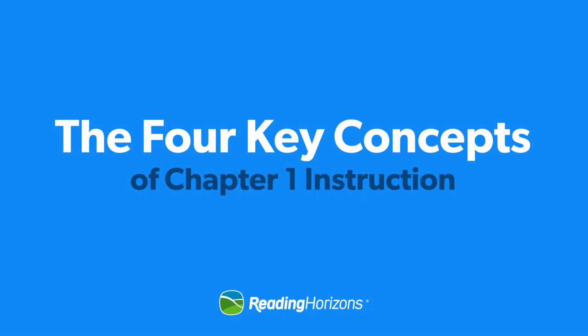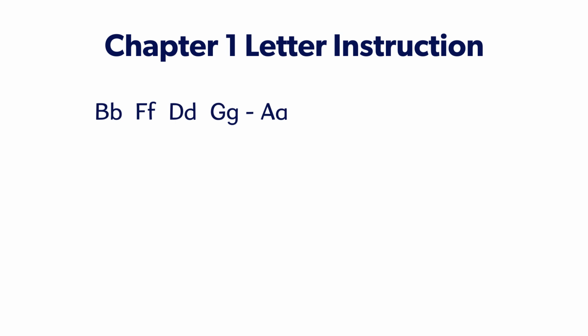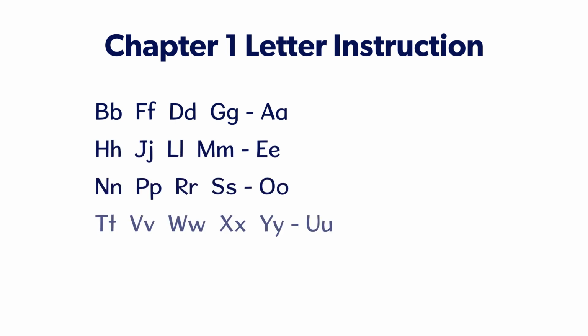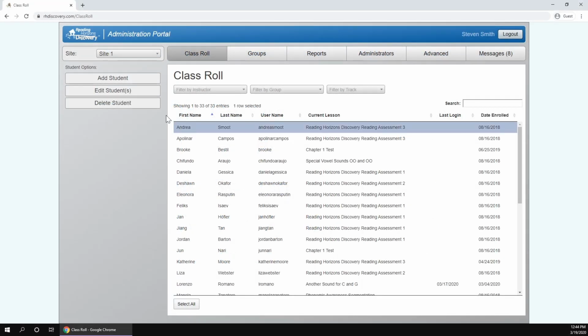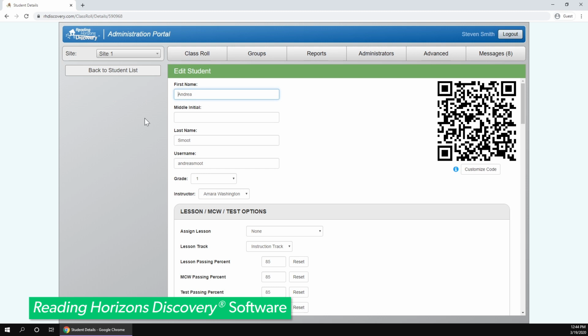Chapter 1 in Reading Horizons covers letter sound knowledge, which evidence has shown is an essential element for skilled word-level reading. This knowledge is the foundation for both phonic decoding and for storing words in one's sight vocabulary. Thus, it is critical to know through some form of assessment that students have mastered their letter sound knowledge. Instructors can assign students the Chapter 1 assessment on the software to gather this data.